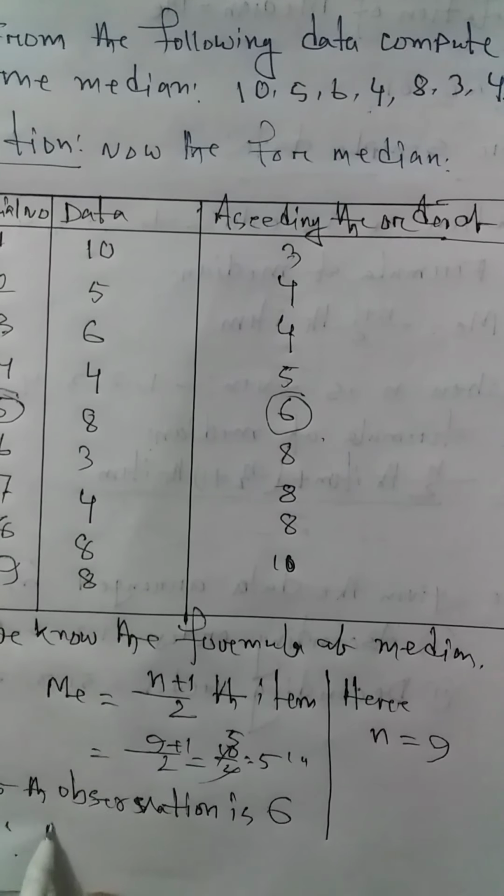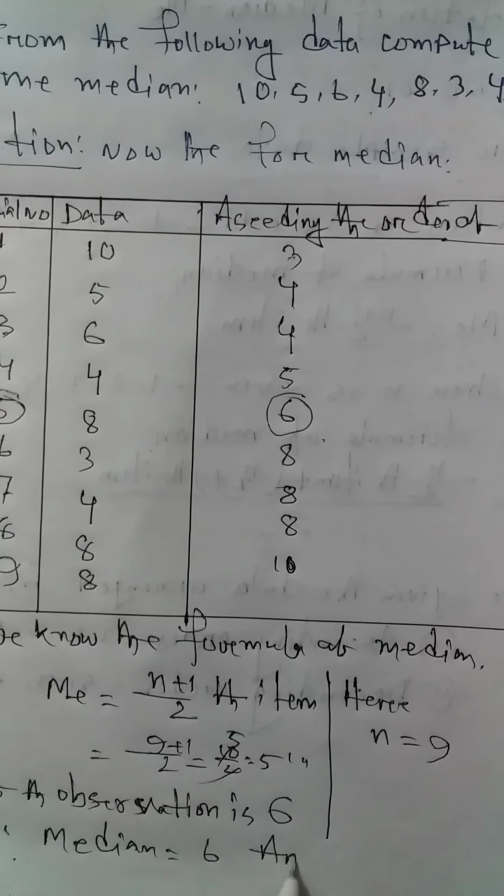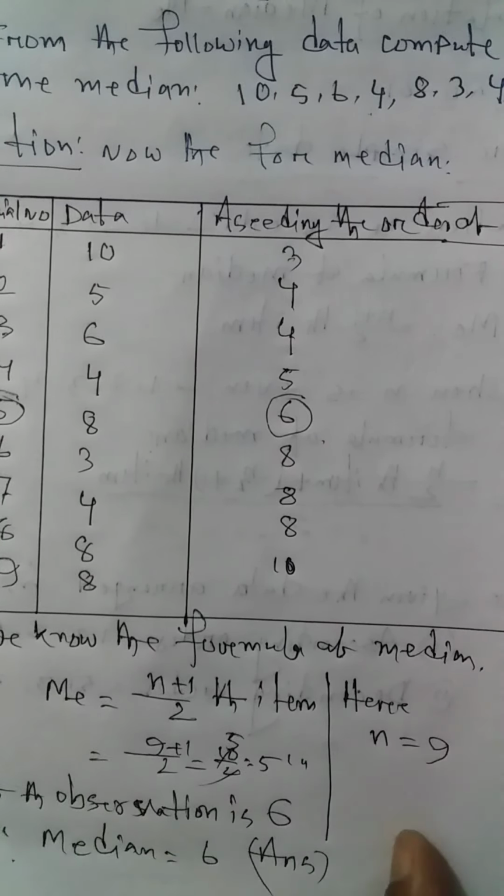Here median is equal to 6. This is the answer. Clear, dear students? When the observation is an odd number, we calculate the median in the following way.